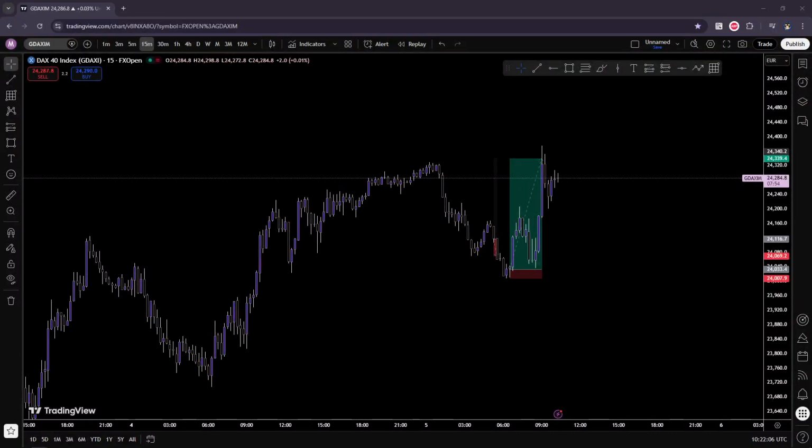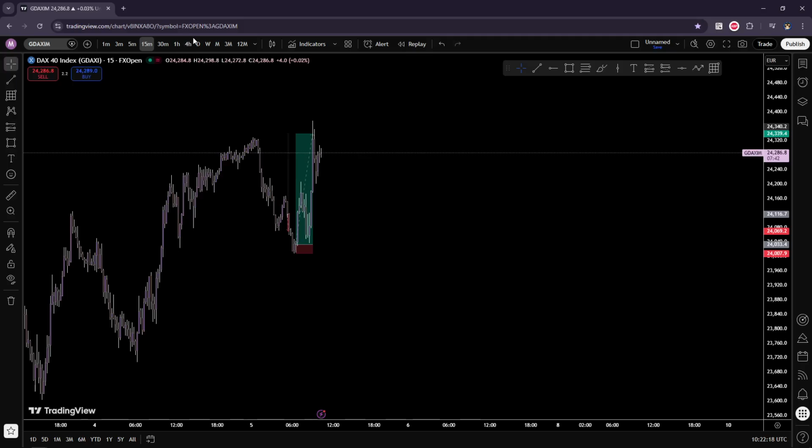Yo, so in this one, we're talking about order blocks, and this is different to fair value gaps. This is probably one of my favorite concepts, and you'll find out why, and I'll show you many examples.